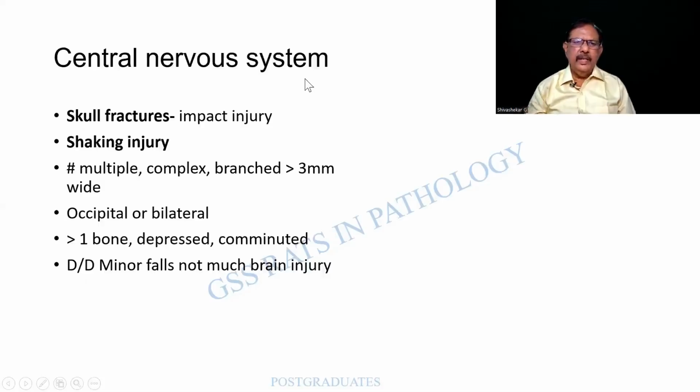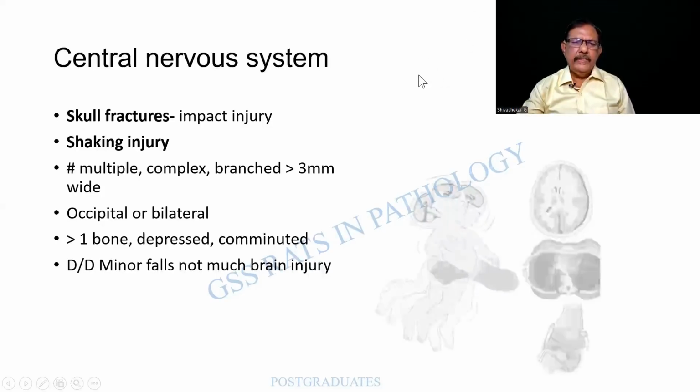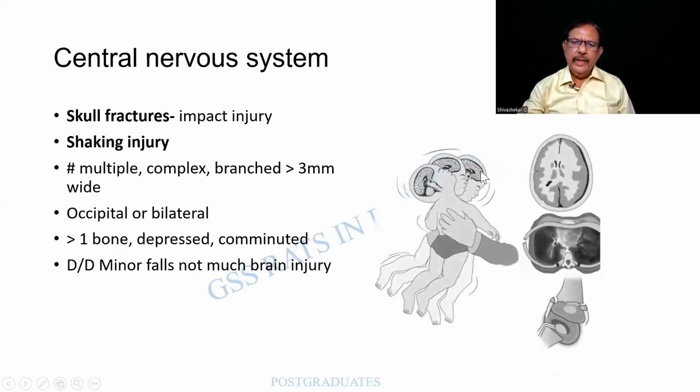And coming to the central nervous system again, there are two things. One is the skull and the other is the parenchyma. Skull fracture will be having more of an impact injury as this. So you find that this is a shaking child over here. There can be multiple complex and branching injuries.